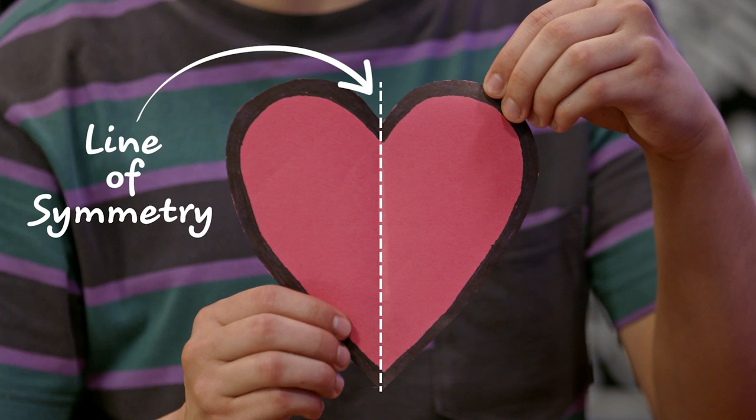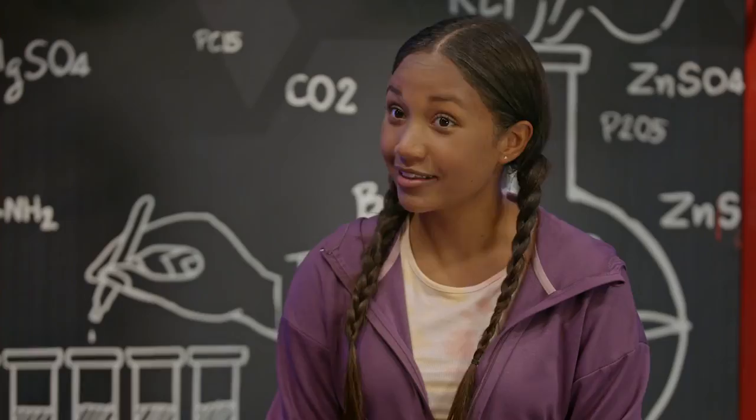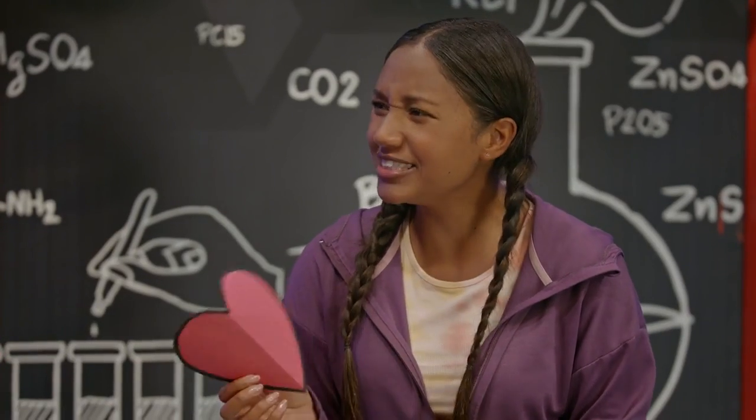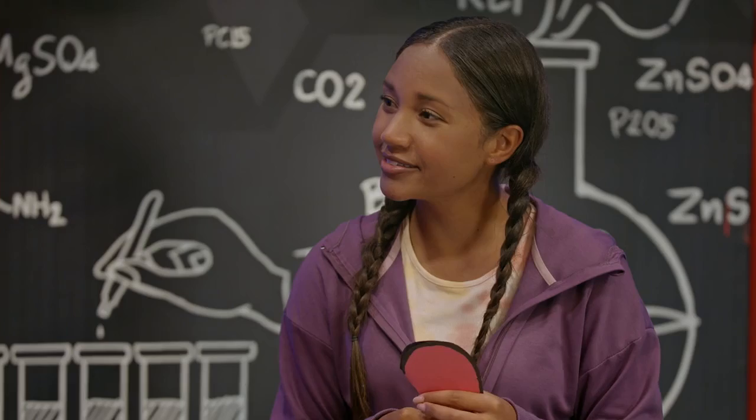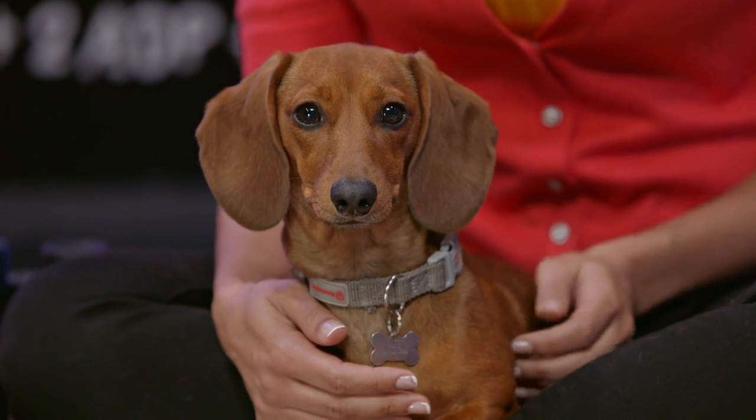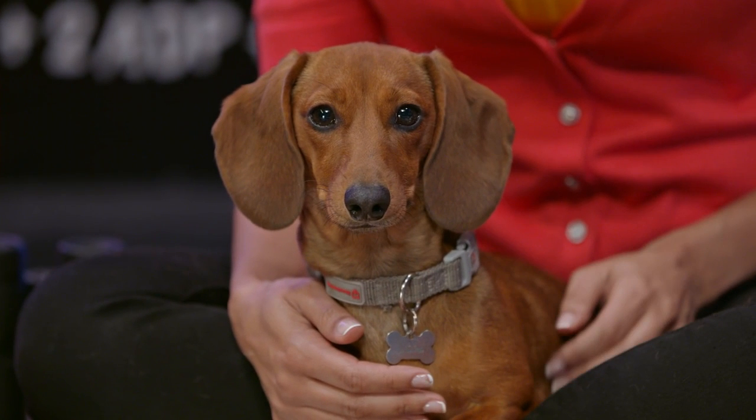Does this just happen with shapes? Actually, you can find symmetry all around us. Really? How can we see that? The best way to tell if something has symmetry is to find a line of symmetry that splits it in half, making matching halves. Okay, let's look at this cute dog and try to find some symmetry. If we draw a line of symmetry down the middle of the dog's face, both sides match.